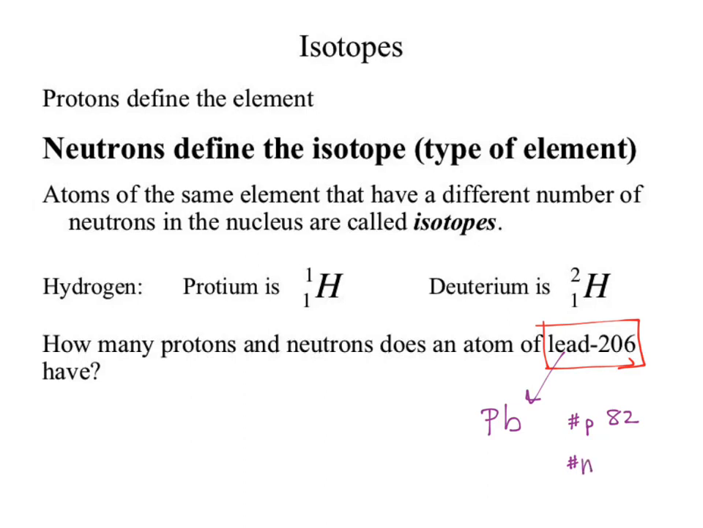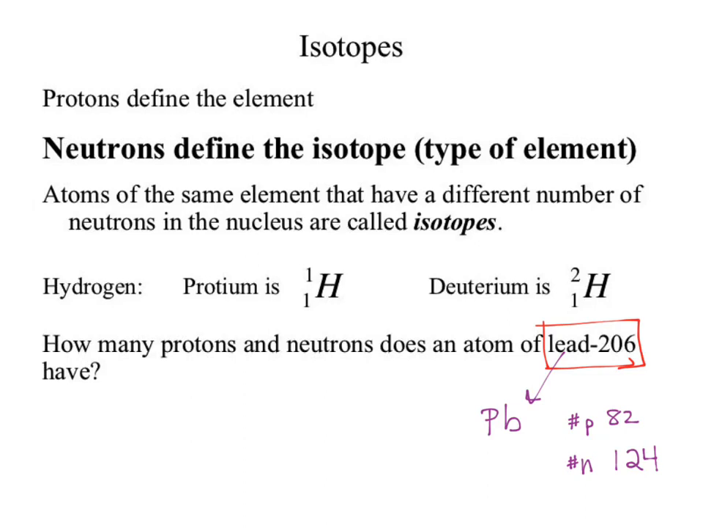You can also tell me the number of neutrons, because what does that 206 represent? It's the mass number, not the atomic mass. I know it's a subtle difference, but it's the mass number. The mass number is protons plus neutrons. So I do the math, 206 minus 82, and I get 124. And I now know the number of neutrons. That's what that notation means. It gives me that information.